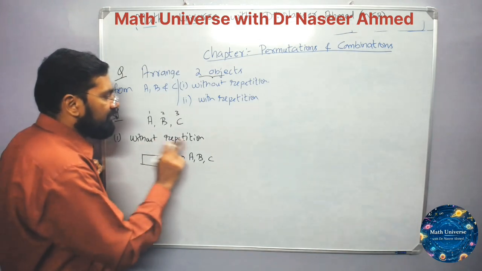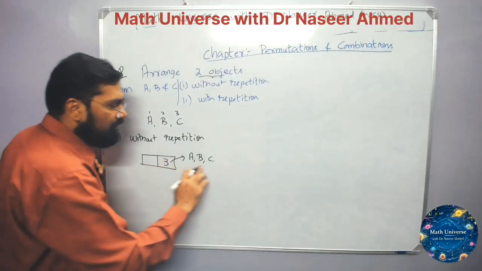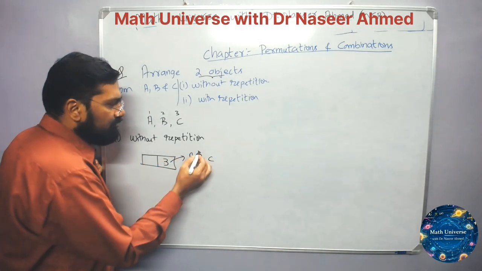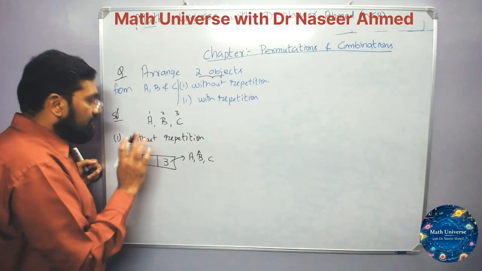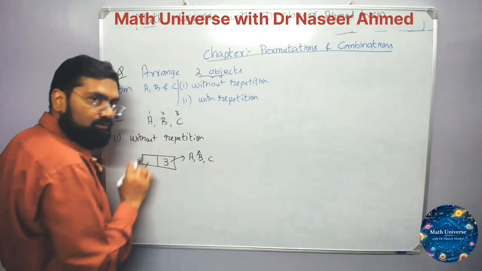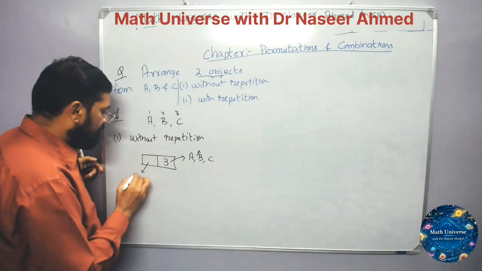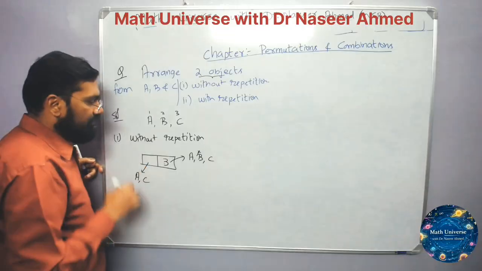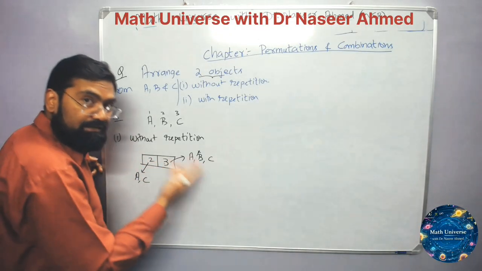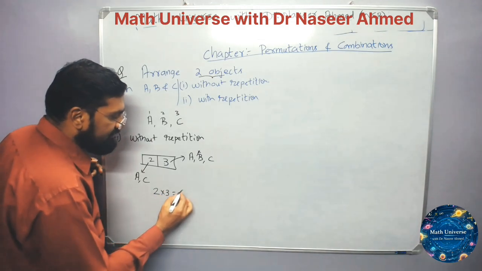And since I said without repetition, I am going to fix one of the objects here. Let us suppose among A, B, C, B is gone. You can fix any one of your choice. Now coming to this box, since B is fixed and repetition is not allowed, either A or C should fill in. So we have two objects. That will happen simultaneously, so the number of ways will be 2 into 3, that is 6 ways.